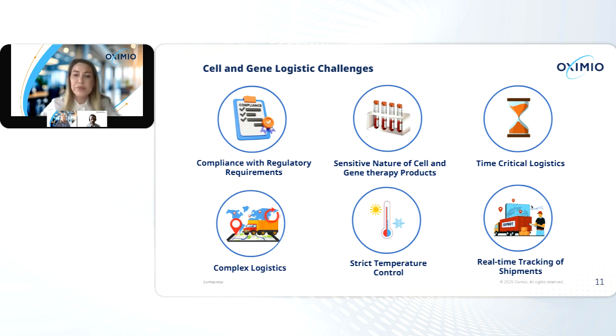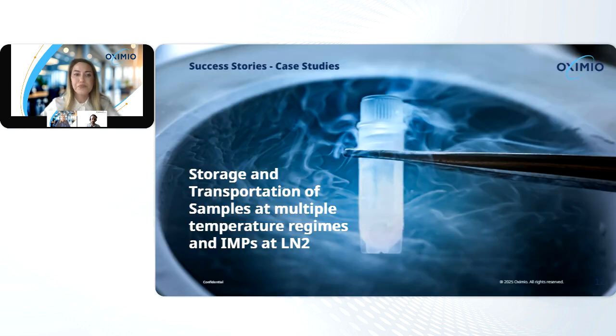GPS tracking, temperature and shock sensors, and condition-based alerts allow logistics teams to proactively mitigate issues. The transparency builds trust with stakeholders and enables rapid responses in case of deviation, preserving both the product and the patient outcome. Let's have a look at this in action.